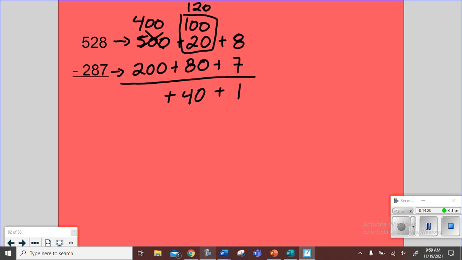400 subtract 200. Do I have enough hundreds to do that easily? Yes. How many hundreds do I have? 200. What is that number put back in standard form? Because right now it's all stretched out. Jacob, what is that number put back in standard form? 241.